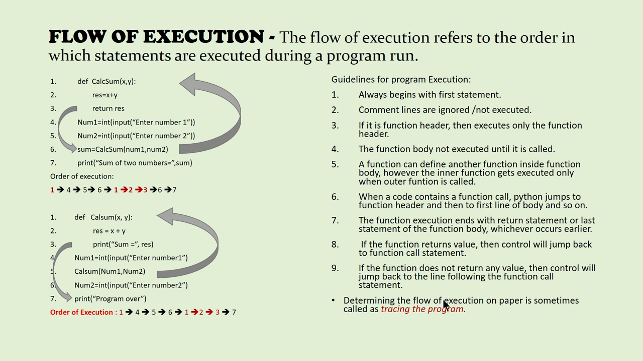Determining the flow of execution on paper is called tracing the program. Tracing, or going through, or executing the program. We are saying that it is executing manually, so it is otherwise called tracing the program.